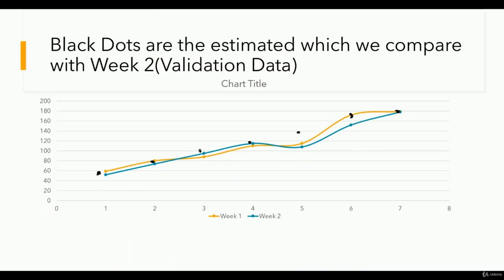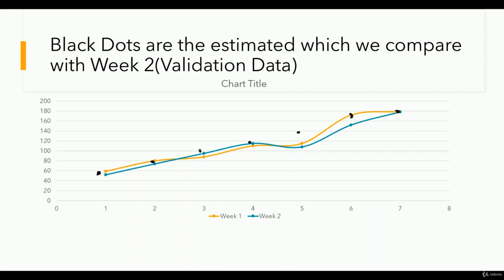So this is the chart. In this chart, the black dots are the estimated values. If you look carefully, only on the fifth day the value doesn't seem to work well, but for the rest of the days it worked very well. The prediction values are very similar to the accurate ones, that is the green line. It is very near to the green line.